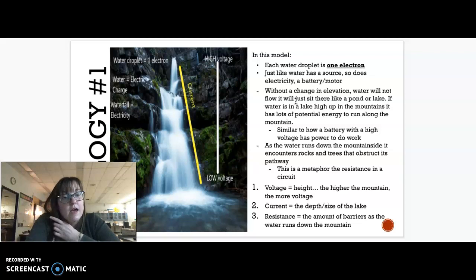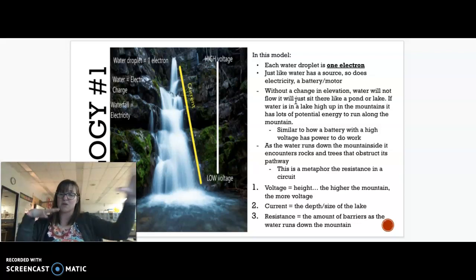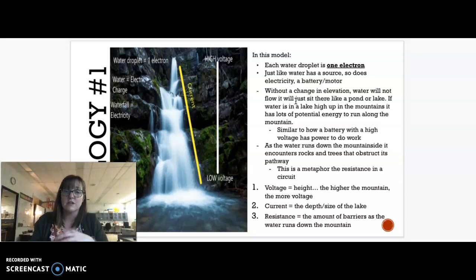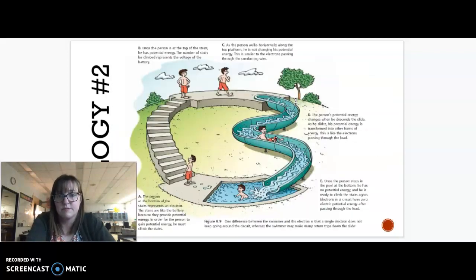Here you're going to have your voltage be your height, the current is the water droplets, and then the resistance is if there's barriers in the way. So are there rocks that it needs to go over? What's causing it to change its motion or to move throughout its fall? That's the first one. The second analogy is here, and it's nice and small.